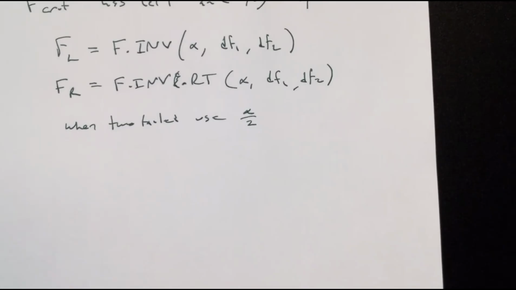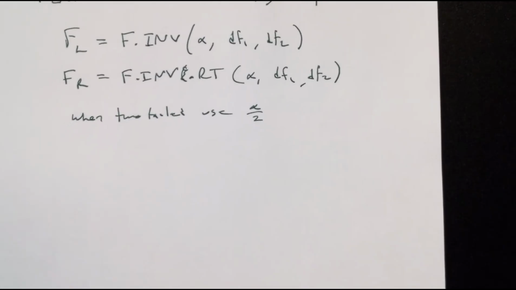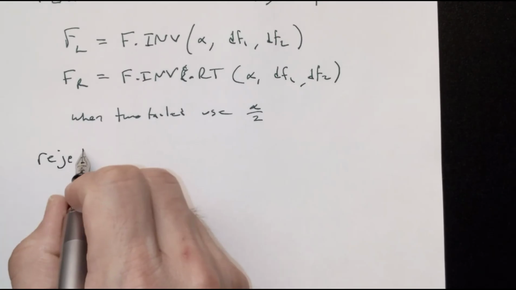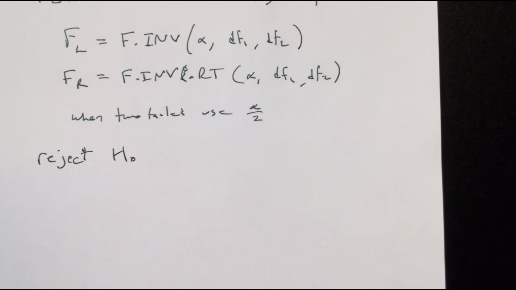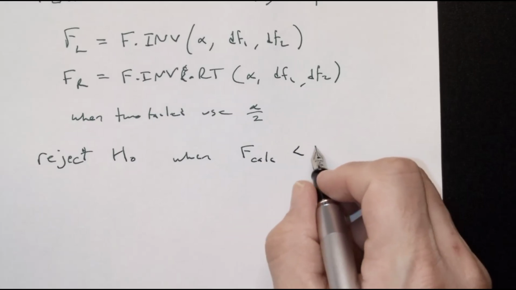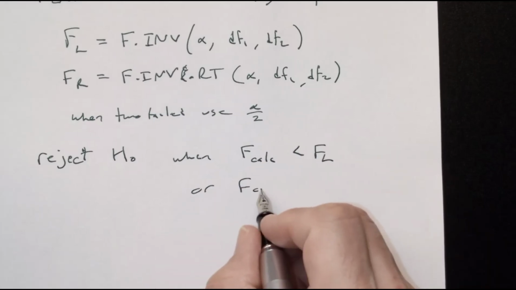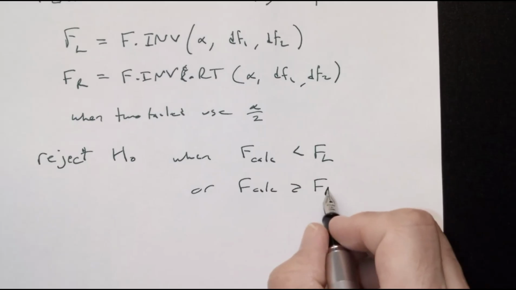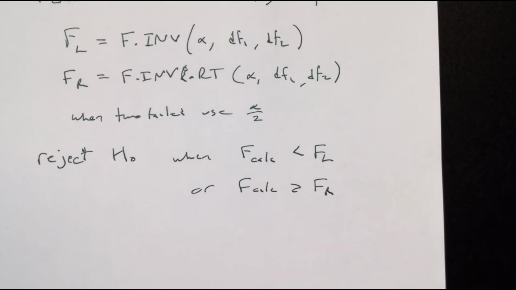These are going to be the F crit values. Reject H null when F calc is less than FL or F calc is bigger than FR. So I'm outside. But what's F calc? Fortunately for me, if we're thinking about variances, we're going to get variances for our samples.